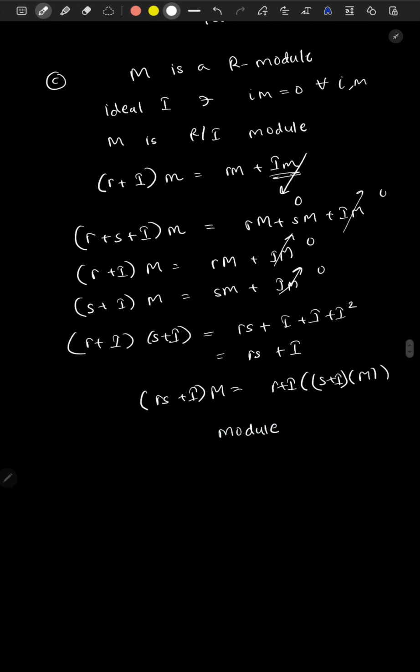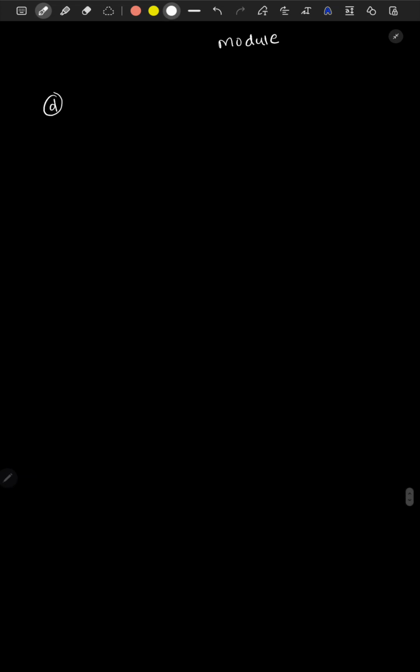Alright, now let's check out another example, example number D. Continuing further, one can show that if M is an abelian group. I don't know if I mentioned it earlier or not, but in the definition of module, M is required not just to be a group but an abelian group. So let's just take an abelian group. Then there is a default module structure.